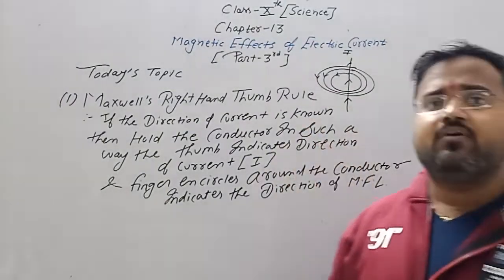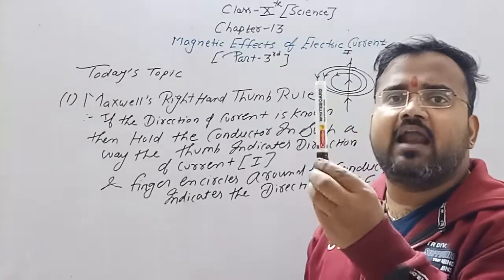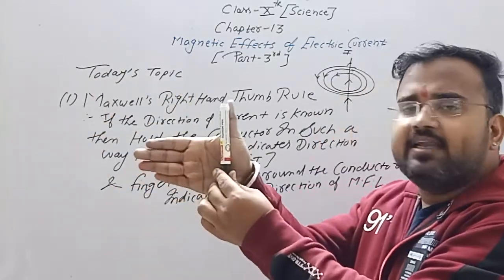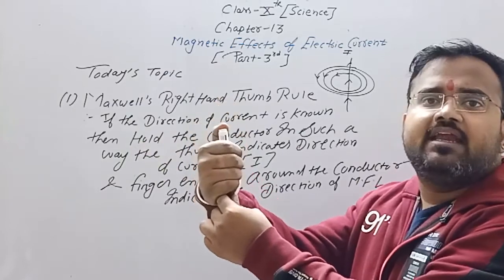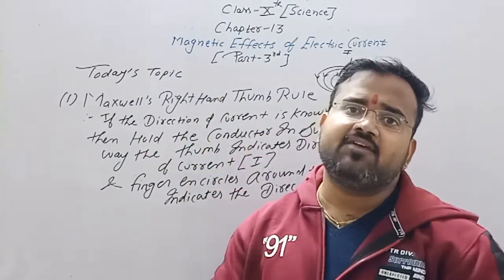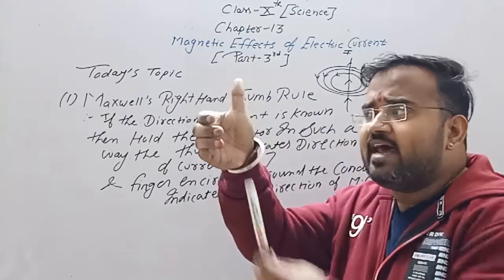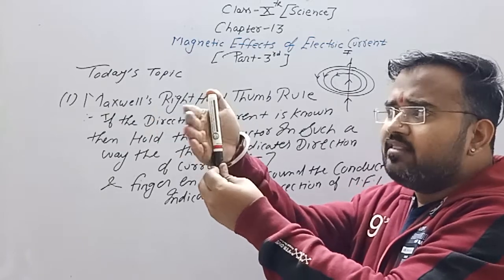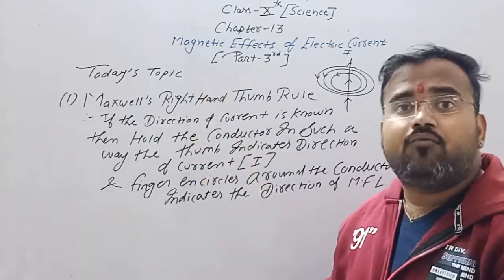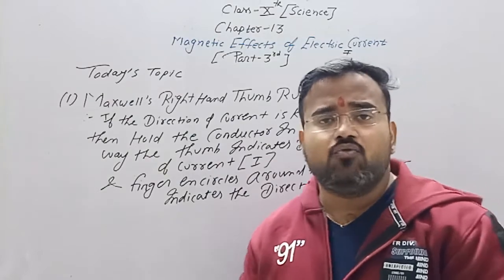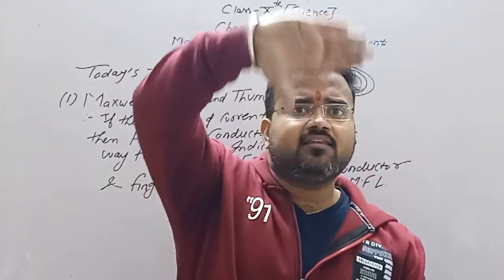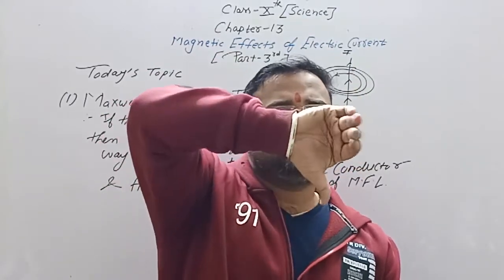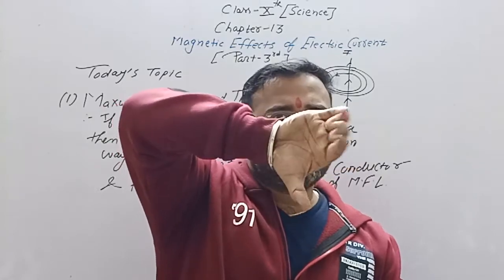Clear or not? If the current carrying conductor is grasped by a right hand in such a manner that the thumb indicates the direction of current and encircling fingers indicate the direction of magnetic field lines, then if the current is in upward direction, the magnetic field lines would be anti-clockwise. What happens when the direction of current is downward? If the direction of current is downward, the field line would be in clockwise manner.